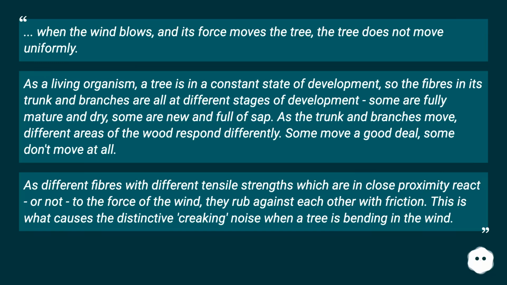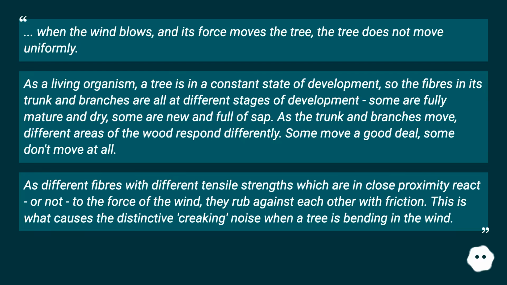When the wind blows, and its force moves the tree, it does not move uniformly. As a living organism, a tree is in a constant state of development, so the fibers in its trunk and branches are all at different stages of development. Some are fully mature and dry, some are new and full of sap. As the trunk and branches move, different areas of the wood respond differently. Some move a good deal, some don't move at all.